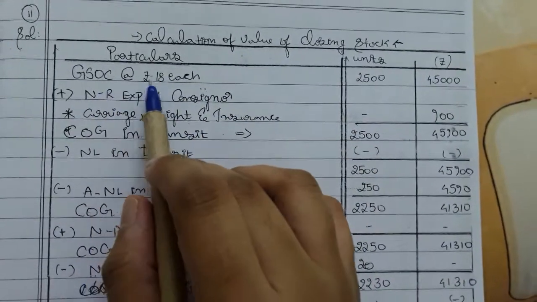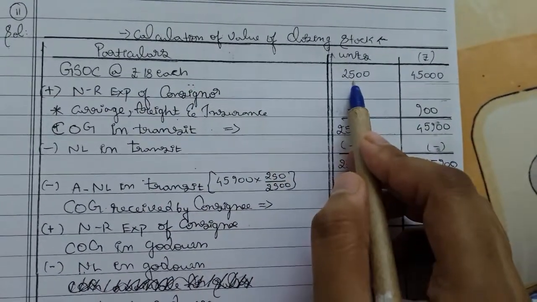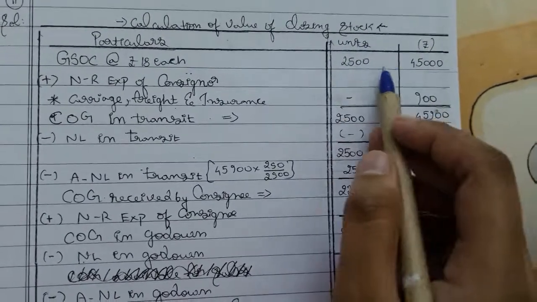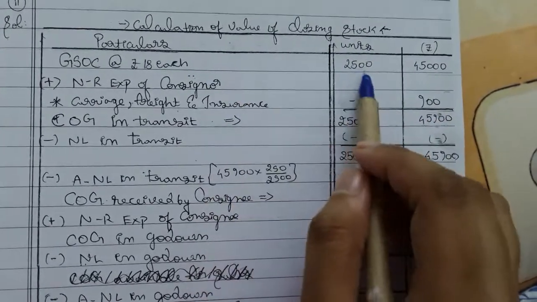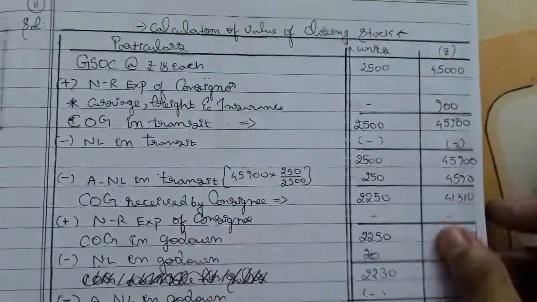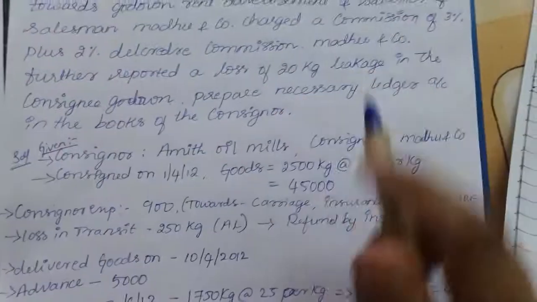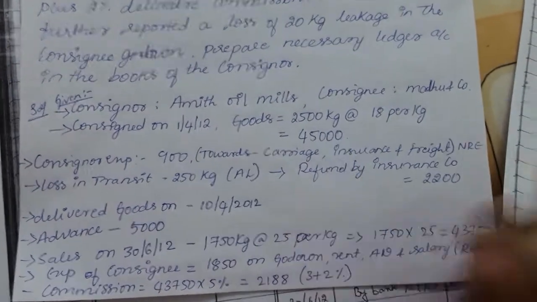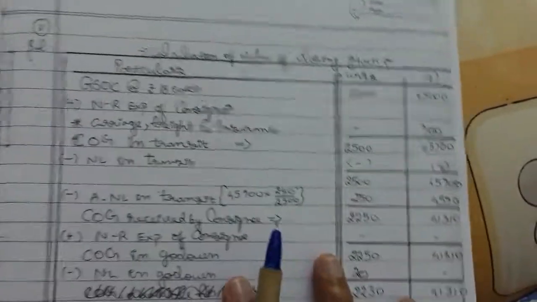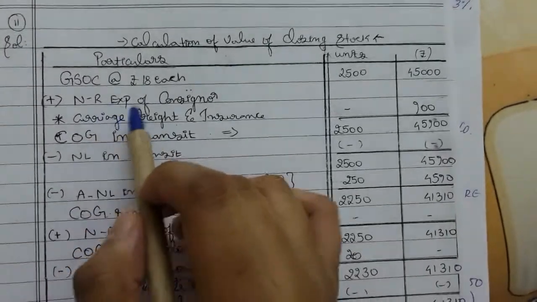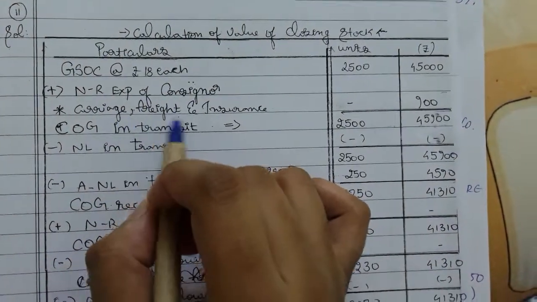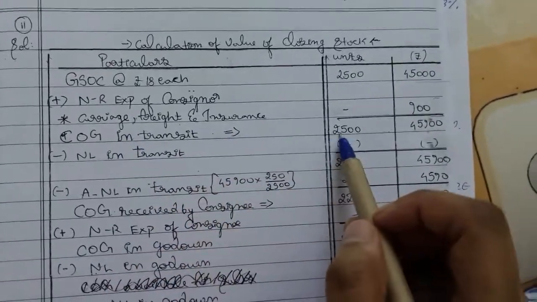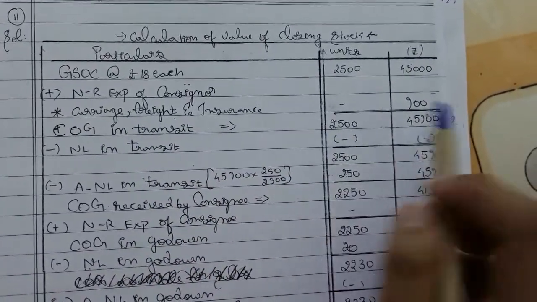First thing, goods sent on consignment. How much of goods? 2,500 units of oil has been sent at 18 rupees each, that is 2,500 into 18, that is 43,000. It is given in the adjustment, I want you all to see that properly. Next, coming on to plus non-recurring expenses of consignor, that is carriage, freight and insurance 900. So here cost of goods in transit, 2,500 units, 45,900.